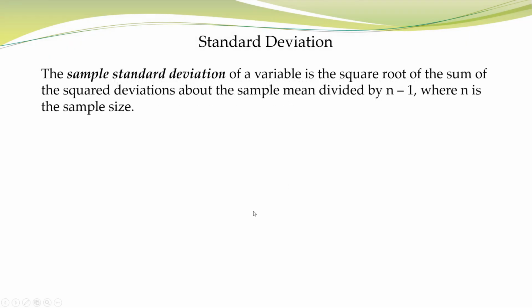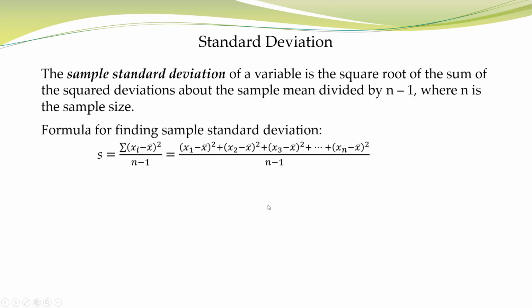All right, now, the sample standard deviation of a variable is the square root of the sum of the squared deviations about the sample mean divided by n minus 1, where n is the sample size. And again, here's the formula. Looks very similar except for different notation.